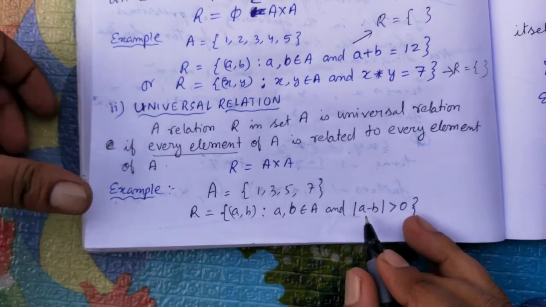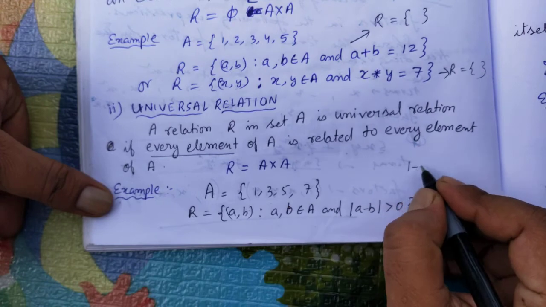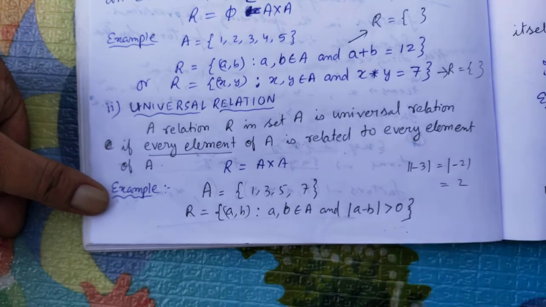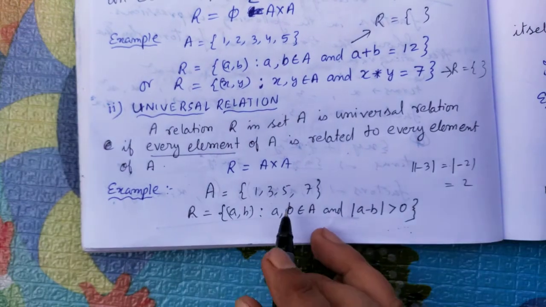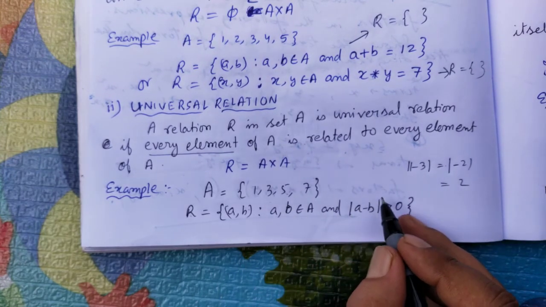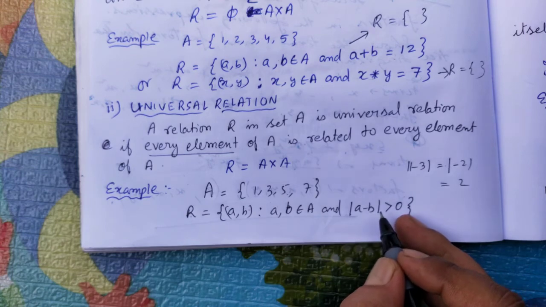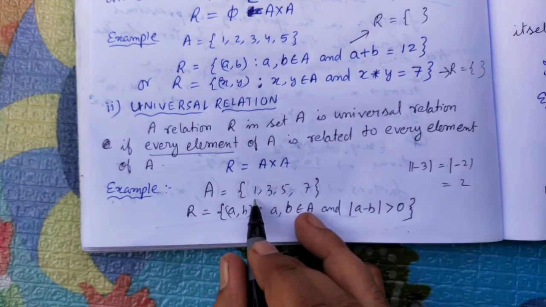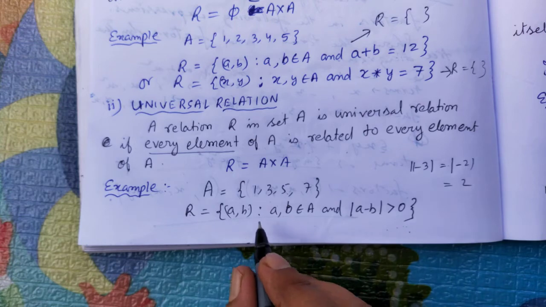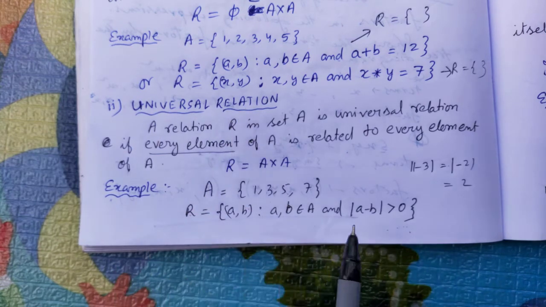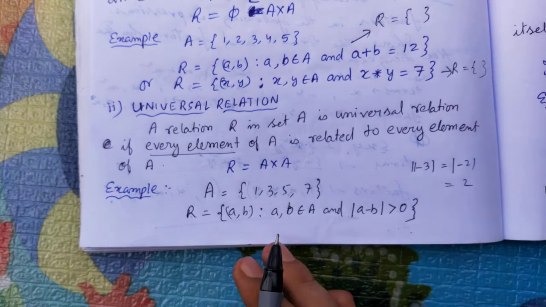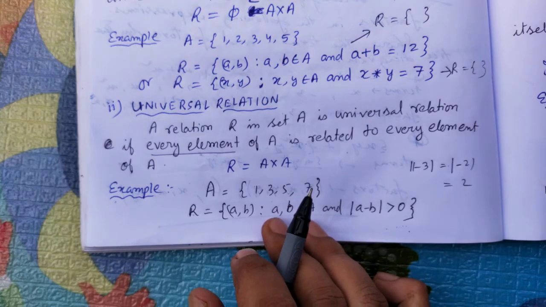Now modulus means if you take any number here, suppose I do 1 minus 3, I get minus 2. Modulus means we always write it as positive. If I do 1 minus 5 also I'll get 4, because modulus means we have to write every number as a positive number. That means every time whatever numbers you subtract, you will get greater than or equal to 0. That means R is universal. Every time you subtract any numbers from here, you'll always get greater than or equal to 0. So this type of relation is called universal relation. Clear?